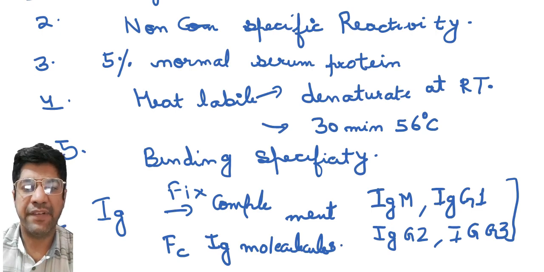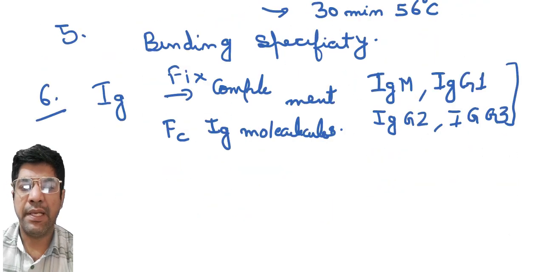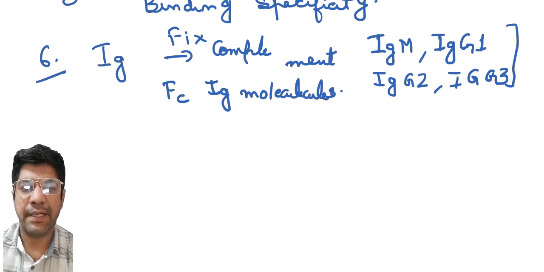The other is the fixation of complement. It is not influenced by the nature of the antigen, but it is determined solely by the class of the immunoglobulin that is present.